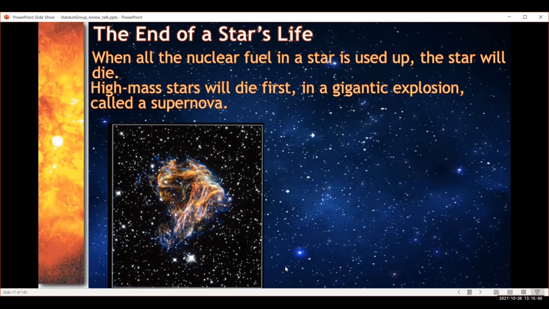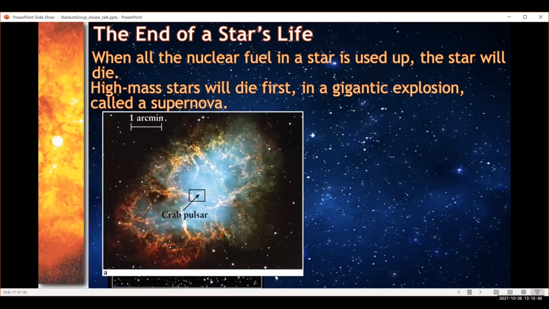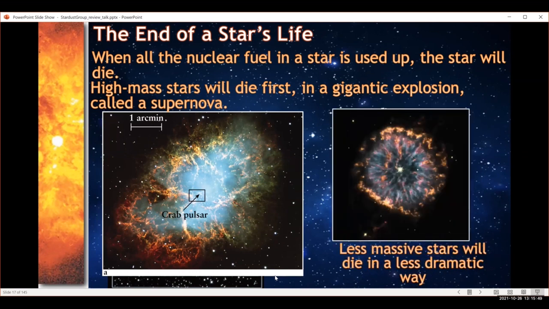And here we can see the remnant left over from an ancient supernova. Here's another one. This is probably the most famous one, the Crab Nebula. But even low mass stars that do not explode, they die in a much less dramatic way. They still throw material out into space, and they still leave behind fairly attractive corpses.